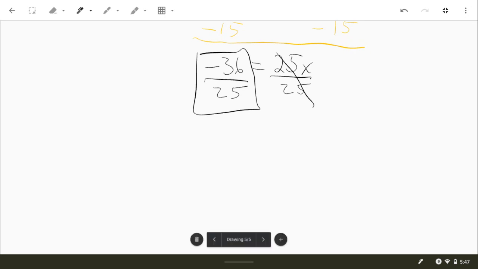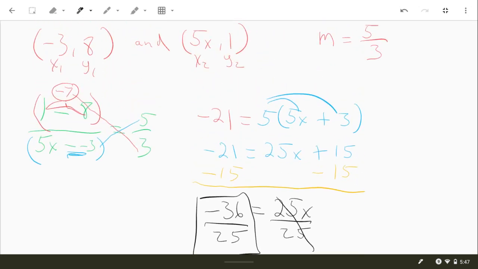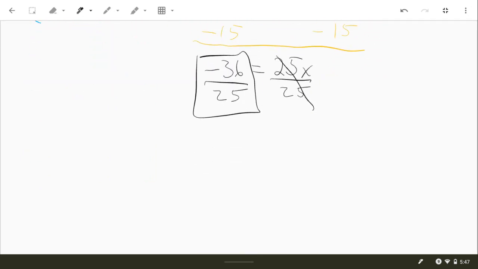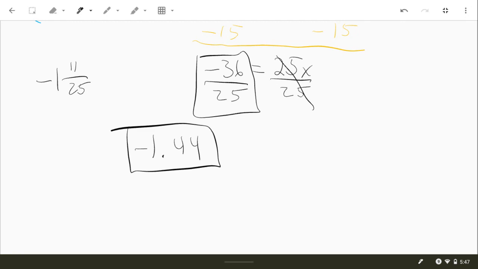Now, that's pretty terrible. I would definitely want to go back and check that answer. You could store it to X, and then you could run the formula, y2 minus y1, and see if it actually does give you 5/3. As a decimal, what is this? So 25 goes into 36 one time with 11 left over. So as a decimal, this would be negative 1.44. So that might be a little easier to check.